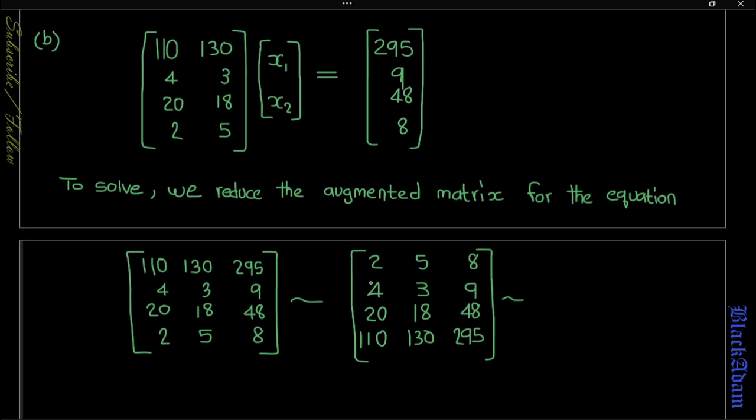The next thing, we're going to simplify the first column. We divide the row by 2 throughout. So 2 divided by 2 is 1, 5 divided by 2 is 2.5, and 8 divided by 2 is 4. And then that one there we write as it is, 4, 3, 9, and then that one there can be divided by 2 again. So 20 over 2 is 10, 18 over 2 is 9, 48 over 2 is 24. And then that one there we write as it is, which is 110, 130, and then 295.